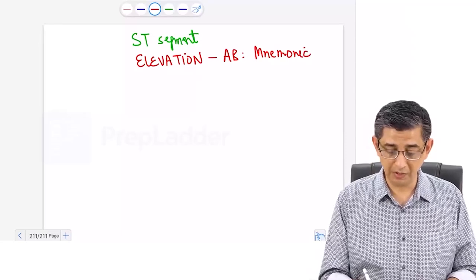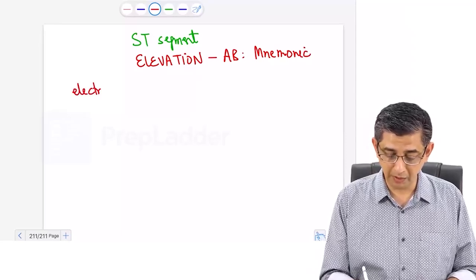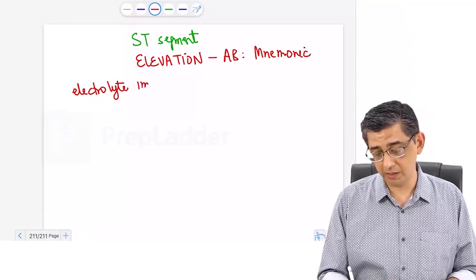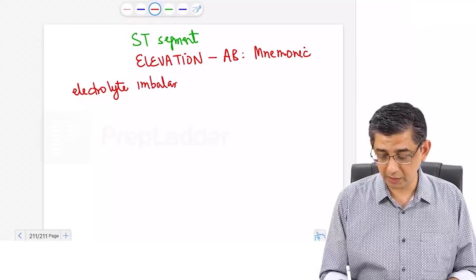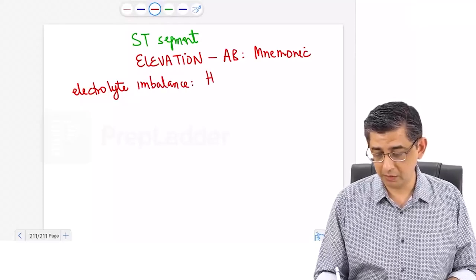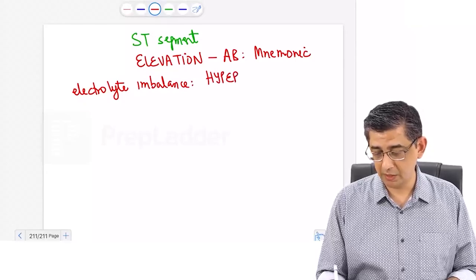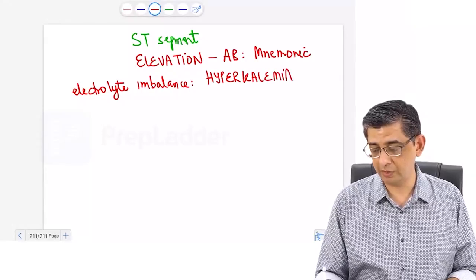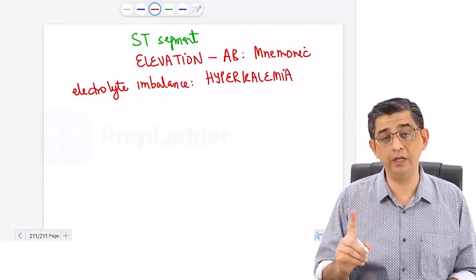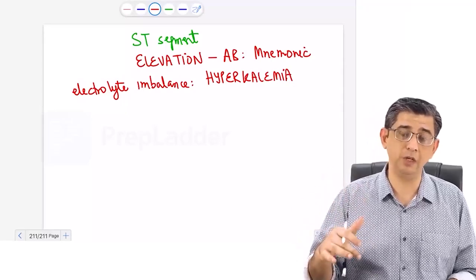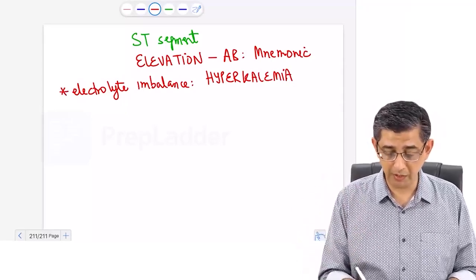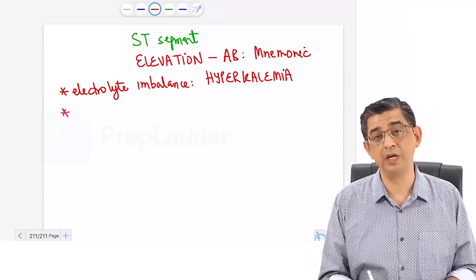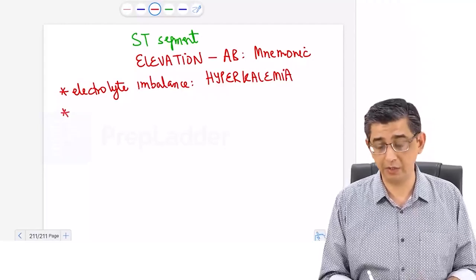The first and foremost would be alphabet E, and that would be electrolyte imbalance. The electrolyte imbalance that I want you to remember here is hyperkalemia. Remember like this, because the word is hyper, it means the arrow is going up. If the arrow is going up, that means the T wave will also go up. So, tall tented T wave, and following the T will be the ST segment. So remember, alphabet E here is electrolyte imbalance. We're talking about hyperkalemia, and the opposite of this, hypokalemia, will have an ST depression.